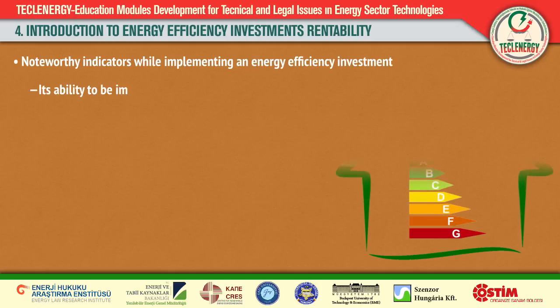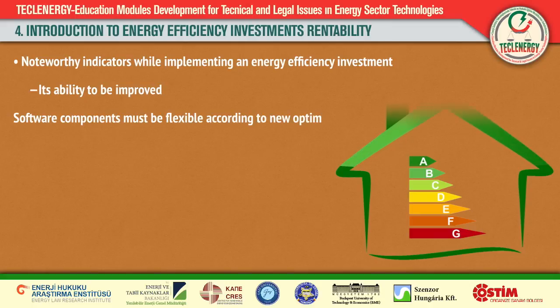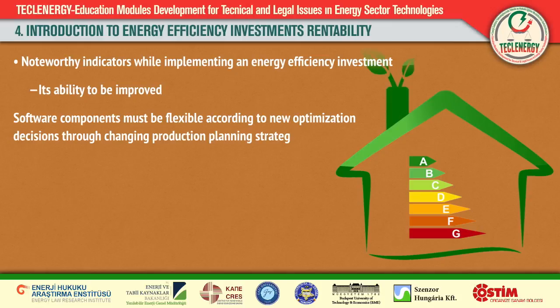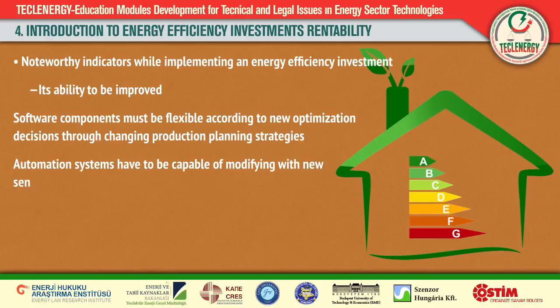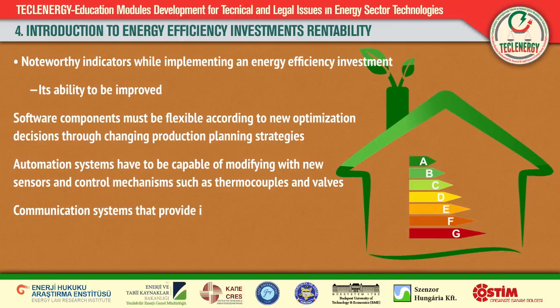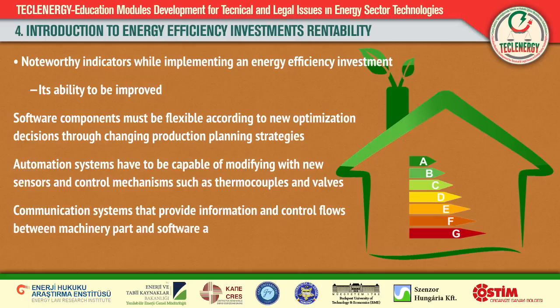Its ability to be improved. Software components must be flexible according to new optimization decisions through changing production planning strategies. Automation systems have to be capable of being modified with new sensors and control mechanisms such as thermocouples and valves. Communication systems that provide information and control flows between machinery and software applications should be easily changeable.